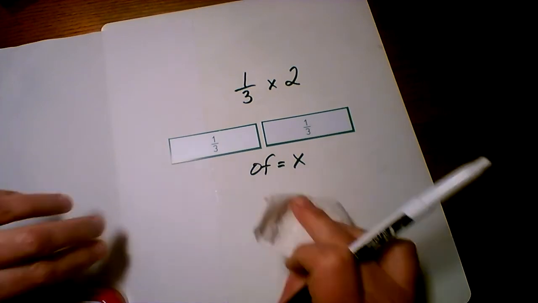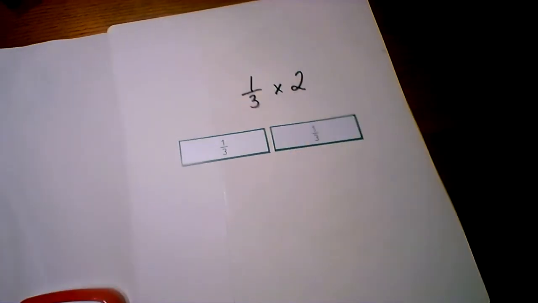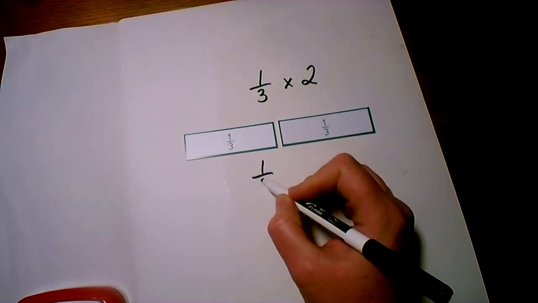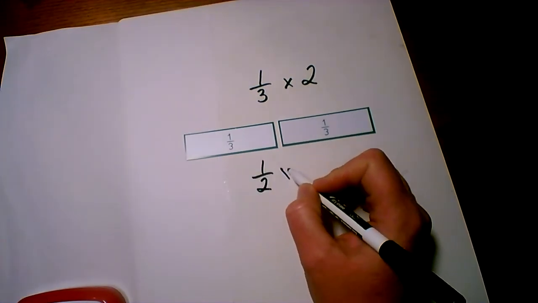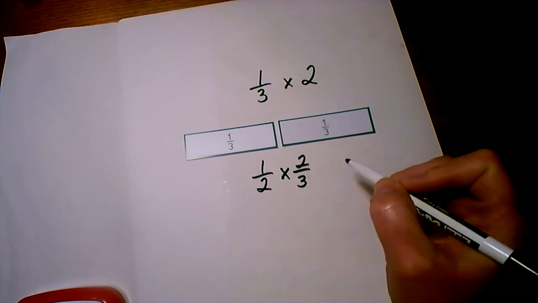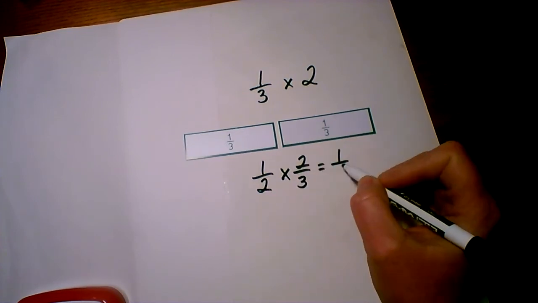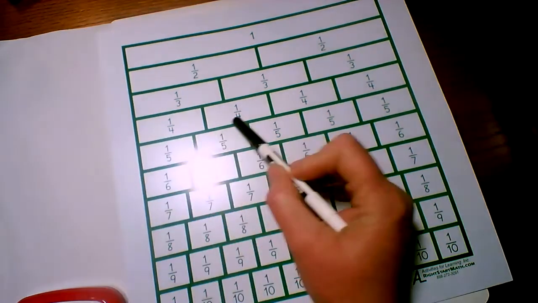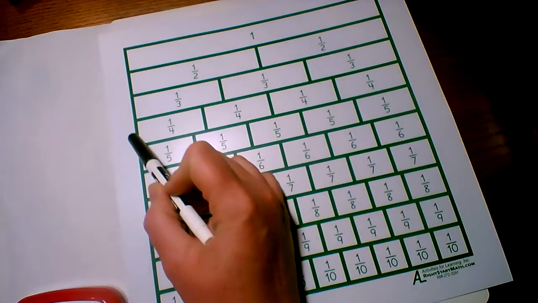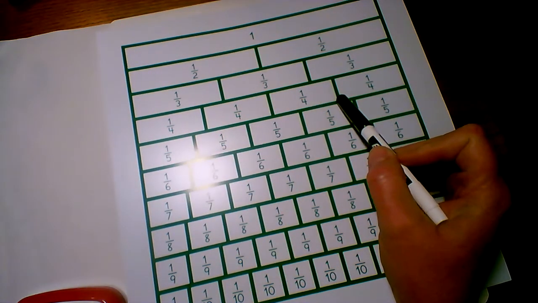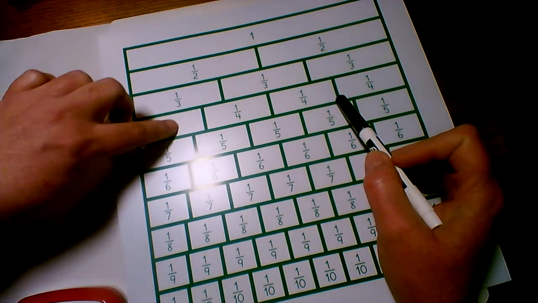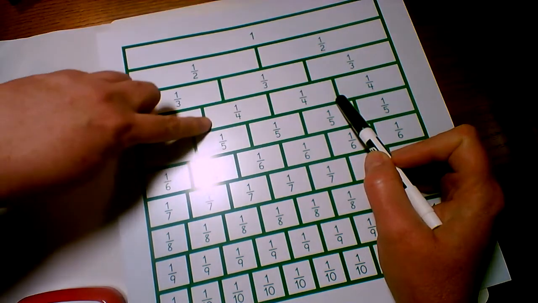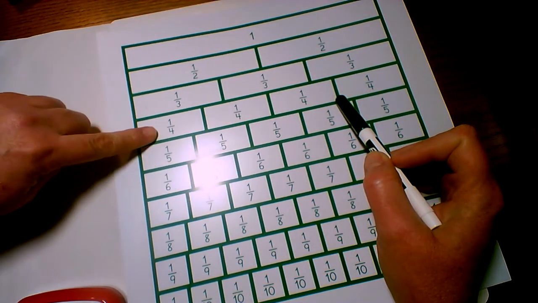How can we write that equation? We can write that like this: 1/2 times 2/3 equals 1/3. The next activity asks for your child to find 1/3 of 3/4. So here we have 3/4, and I want to find 1/3 of it. Well, that's pretty intuitive because there's just 3 pieces in 3/4, right? So 1/3 of 3/4 is 1/4.